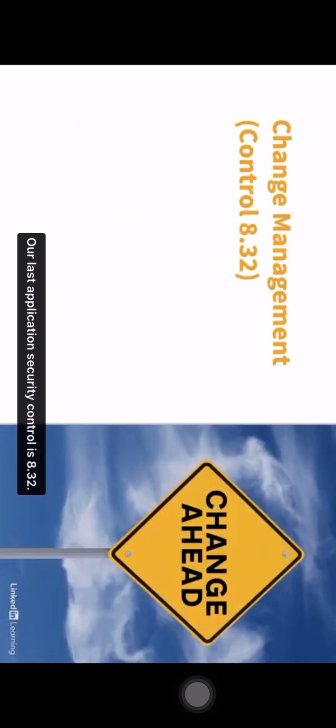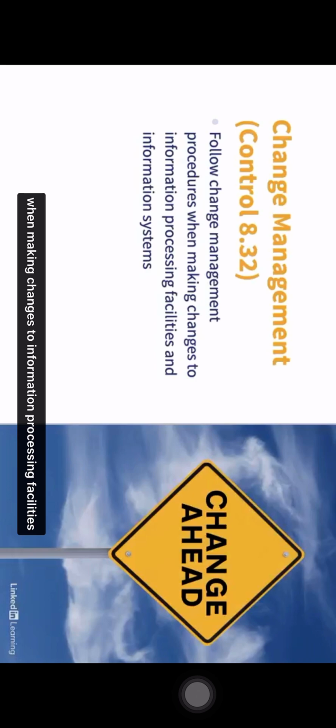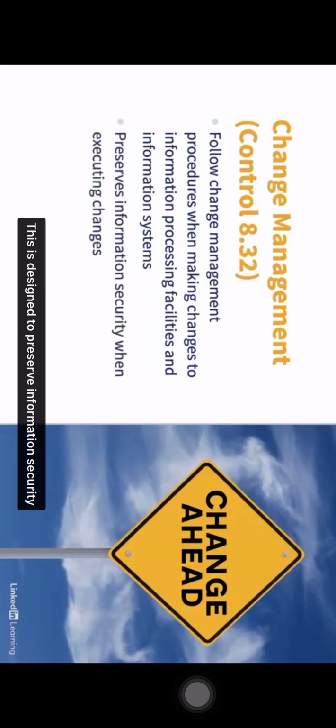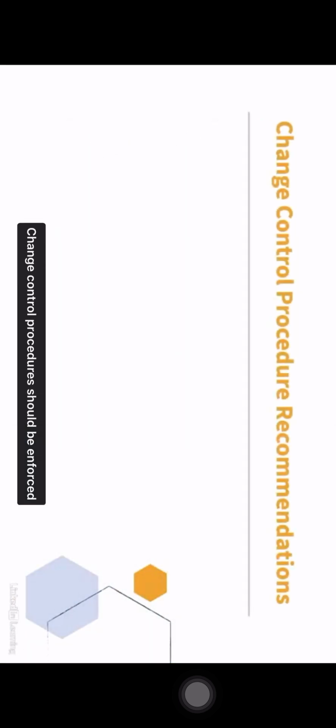Our last application security control is 8.32, change management. It requires your organization to follow change management principles when making changes to information processing facilities and information systems. This is designed to preserve information security when executing changes. Change control procedures should be enforced throughout the entire system development lifecycle, from system design through system maintenance. Your organization should write down its change control procedures. This could be in the form of a change management policy.